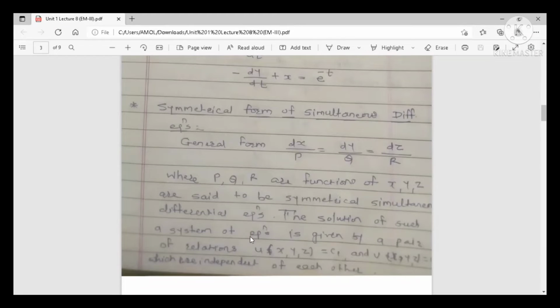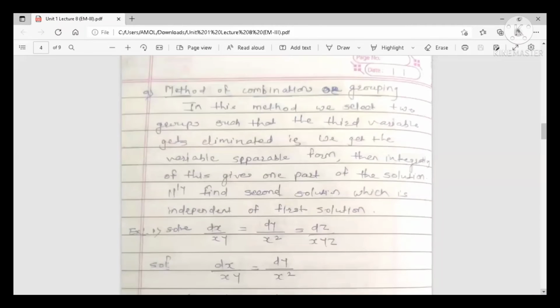Means when we solve symmetrical simultaneous differential equations, then we have two sets of solutions. U of x, y, z is equal to c1 and v of x, y, z is equal to c2, which are independent to each other. Remember it. Now there are two methods to solve the symmetrical simultaneous differential equations. First method is method of combinations or grouping.